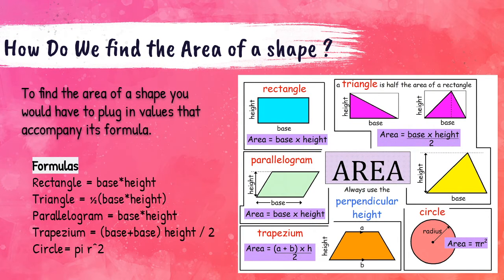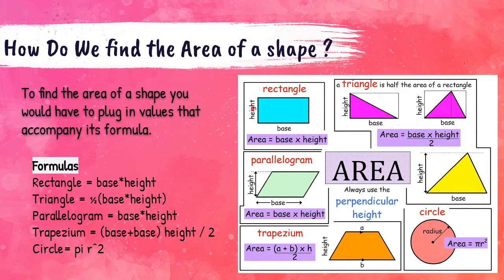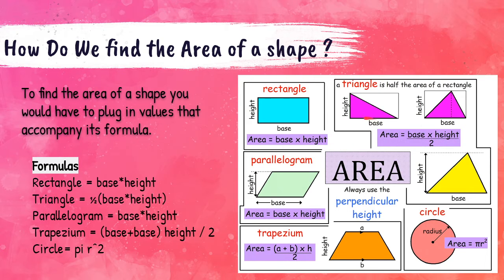So how do I find the area of a shape? You would have to plug in values that accompany its formula. To find the area of a rectangle, or the quantity inside of it, you would do base times height. In a triangle, it's 1/2 base times height. In simpler terms, just multiply the base and the height and divide by 2. So if this was 5 and this was 2, I'd do 5 times 2 equals 10, divided by 2, and 5 is the area of the triangle.